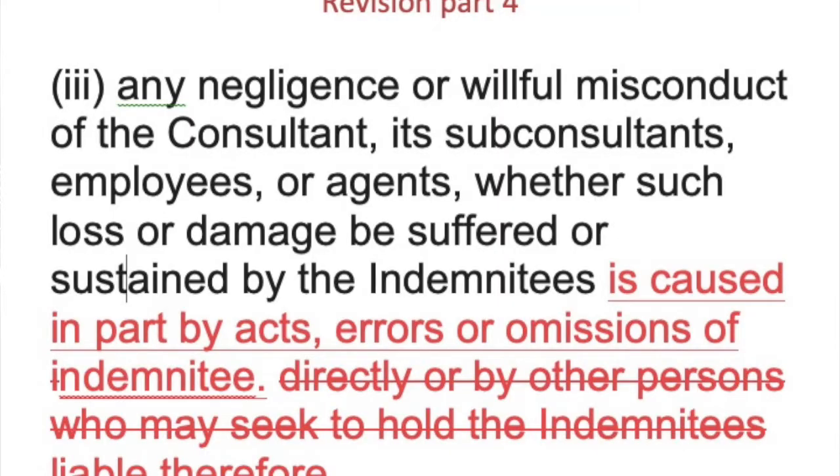Now let's look at the revision to Part 4. In this little 3i, it said that we're going to indemnify for any negligence or willful misconduct whether the loss or damage is suffered or sustained by the indemnitee directly or by other persons who may seek to hold the indemnitee liable. In other words, what that says is by directly, that means first party. We only want to indemnify them for their third party claim loss.